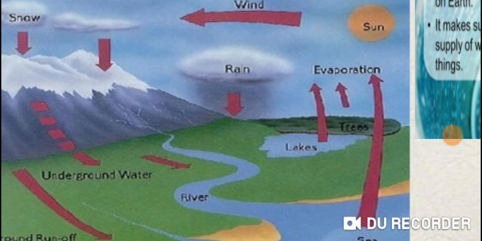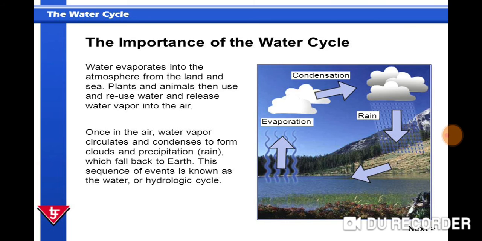The water cycle is known as the hydrogen cycle because water is made up of H2O. H is the symbol of hydrogen. So it is very important. This is how water is reused again and again. It is cleansed and then it is reused by different organisms, human beings.